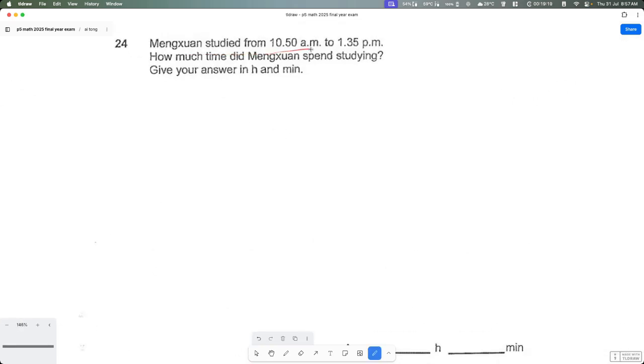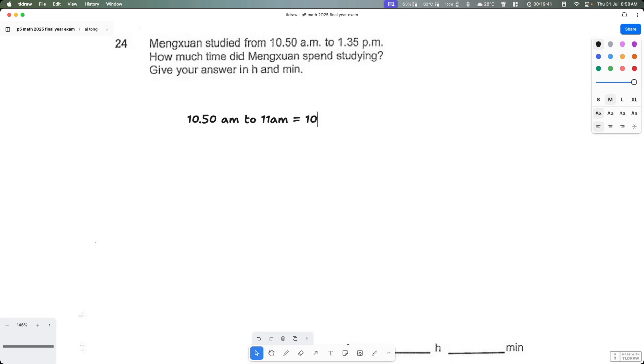Mingxuan studied from 10:50 a.m. to 1:35 p.m. How much time did Mingxuan spend studying? Give your answers in hours and minutes. Okay, so we know from 10:50 a.m. to, so let's make it simple, 11 a.m. is equal to 10 minutes, right? So 10:50 to 11 is just 10 minutes.